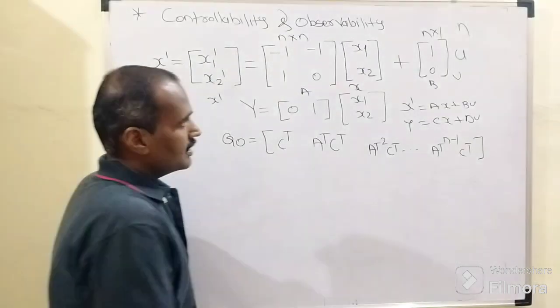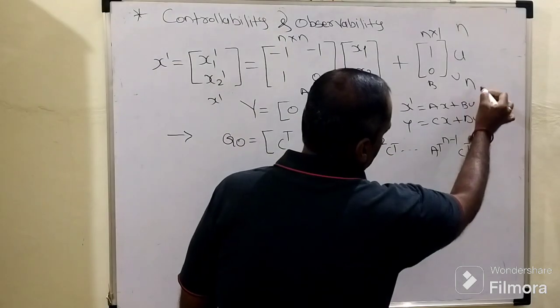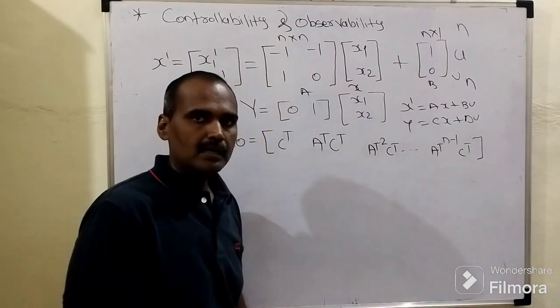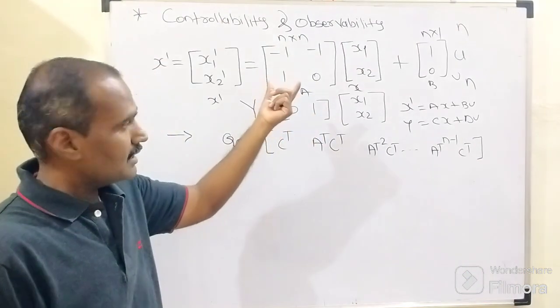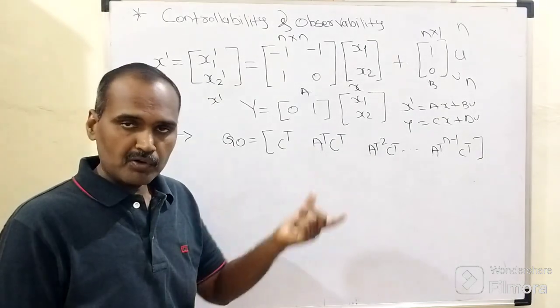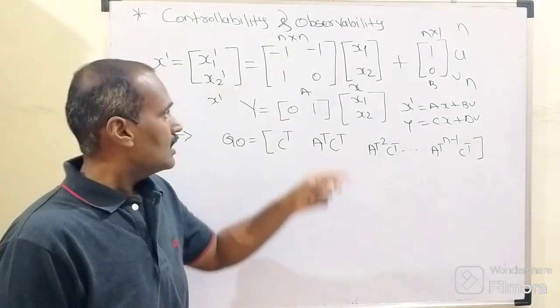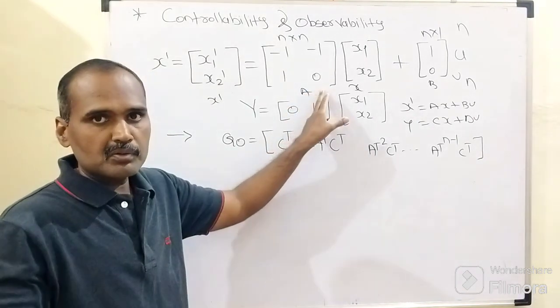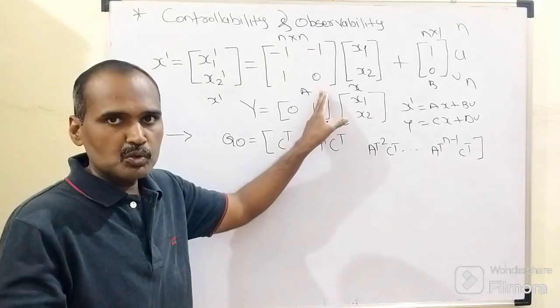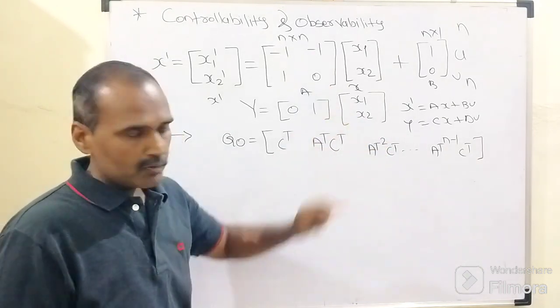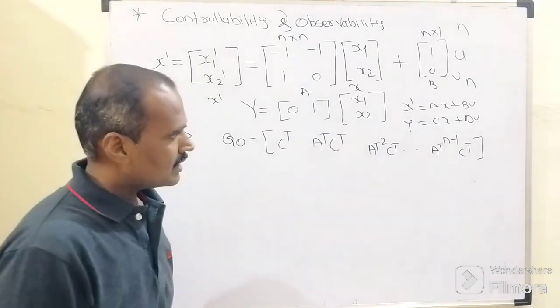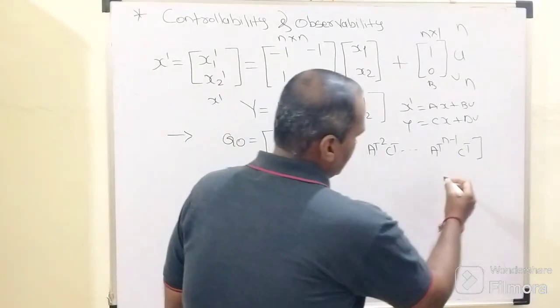That depends upon this, that is nothing but the order of this matrix here. Clearly as we know from the given state equation, the size of this A matrix is n cross n. It consists of 2 rows and 2 columns, meaning n equals 2. So how many times will this get iterated?